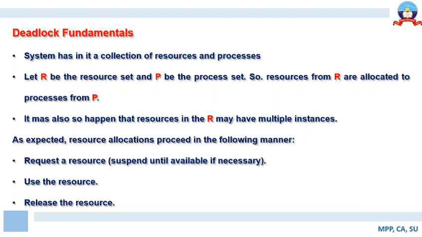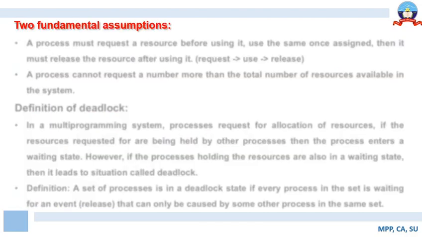So you have the request, use and release chain that is followed by all the processes wanting to reuse a resource in order to perform a desired operation. Now let us try and understand some of the fundamental assumptions related to allocation of resources.